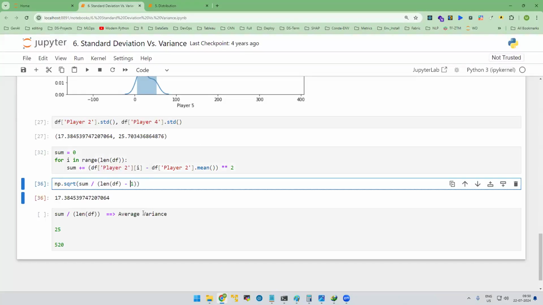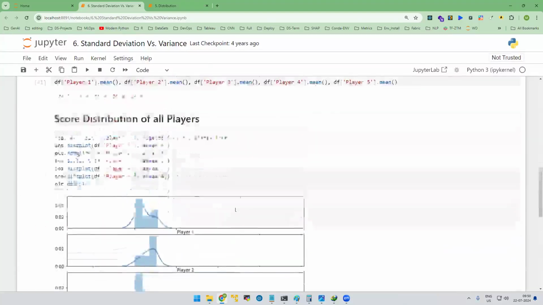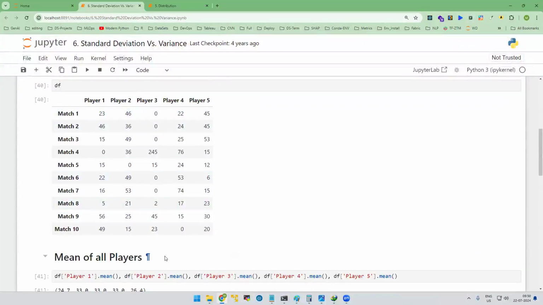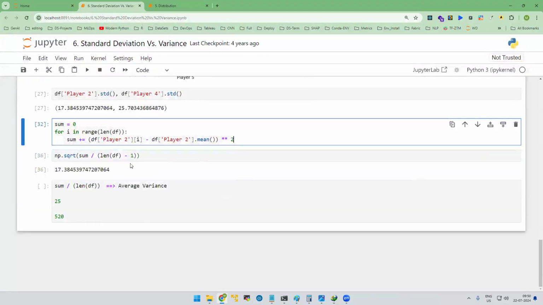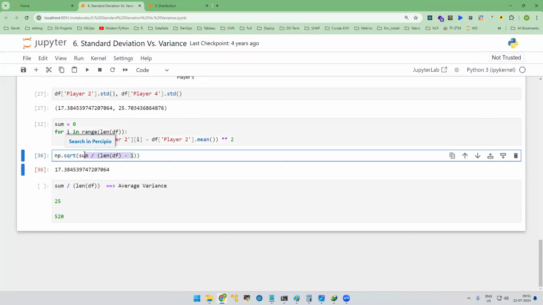But this minus 1 is basically for sample data, when we don't have all the match-related data. So basically we don't have the population. When we do any calculation based on a sample, we need to make a few corrections. That is the reason for this particular formula: they subtract 1 to correct the error. This clearly indicates that we are calculating standard deviation based on sample data. If it is population, if you have all the data, then you don't require this minus 1. You can straight away go with this formula.